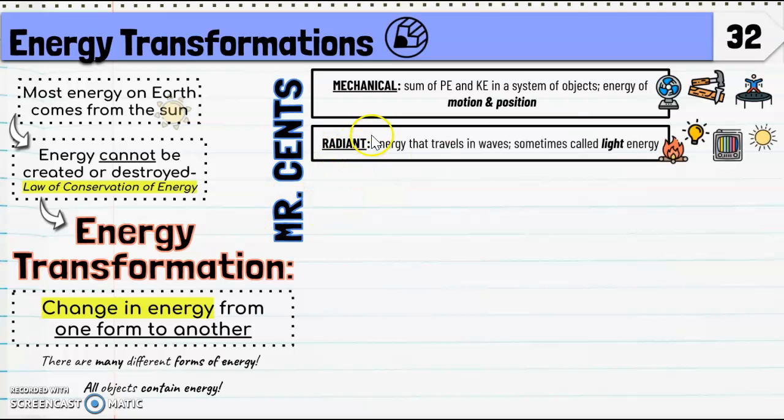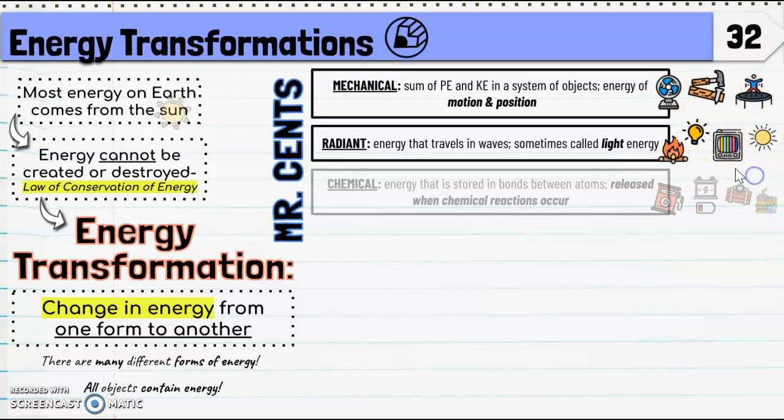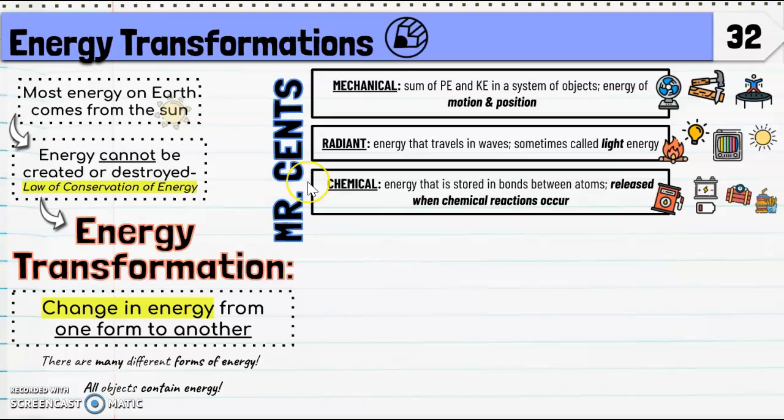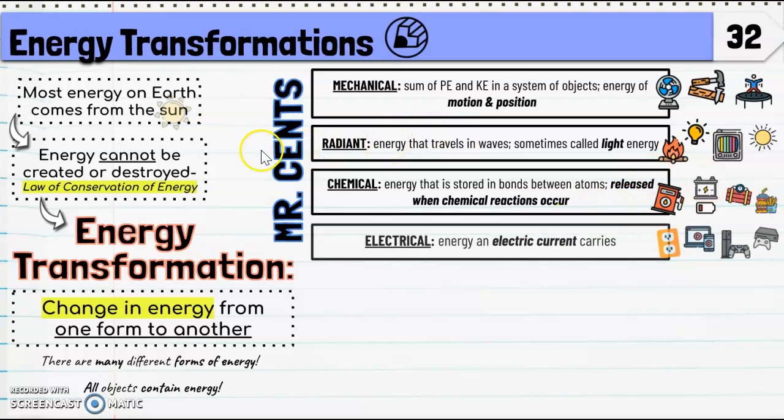The R stands for radiant. Radiant energy travels in waves, and it's called light energy. Again, the examples, the fire's giving off light, the light bulb, the TV, the sun. The C stands for chemical energy. Atoms have bonds, and they have stored energy. When that is released, there's chemical reactions. Again, you see some examples here.